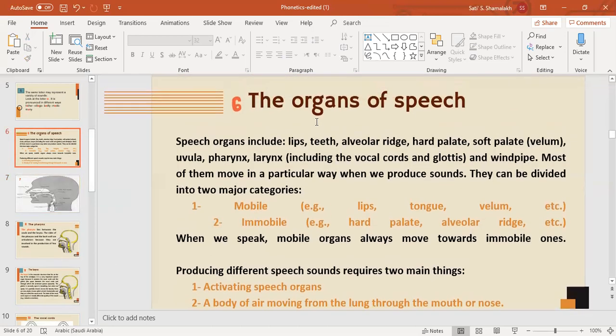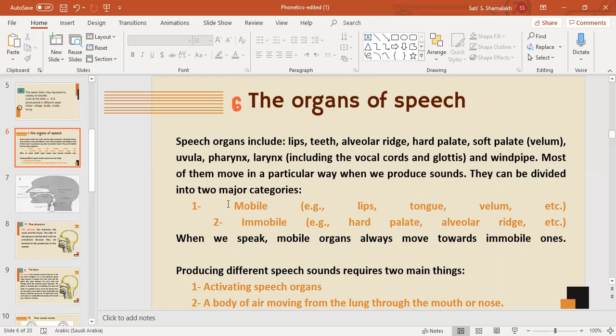Okay, go back to slide 6. The organs of speech. Speech organs include lips, teeth, alveolar ridge اللثة أو الحافة, hard palate, soft palate or velum, uvula لسان المزمار, pharynx, larynx, including the vocal cords and the glottis, and the windpipe. Most of them move in particular ways when we produce sounds.